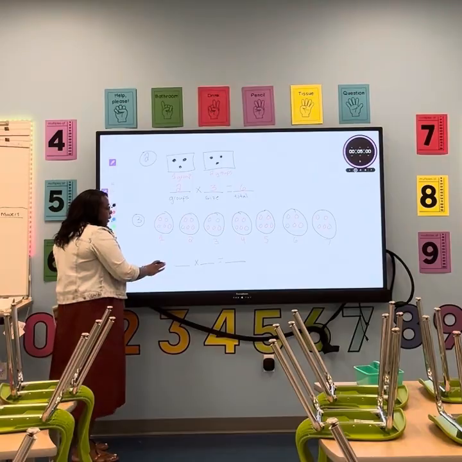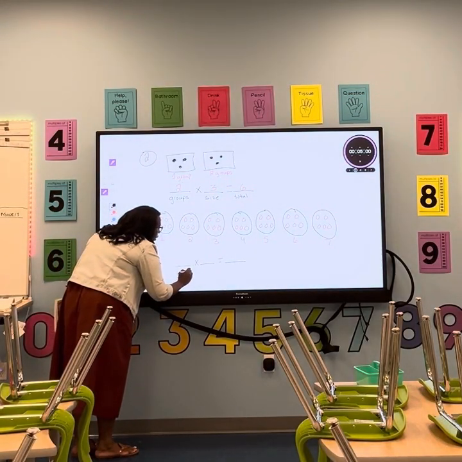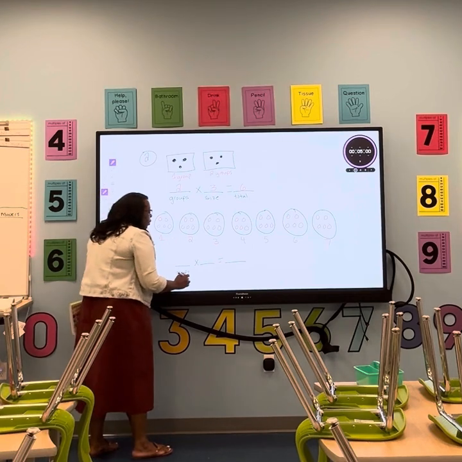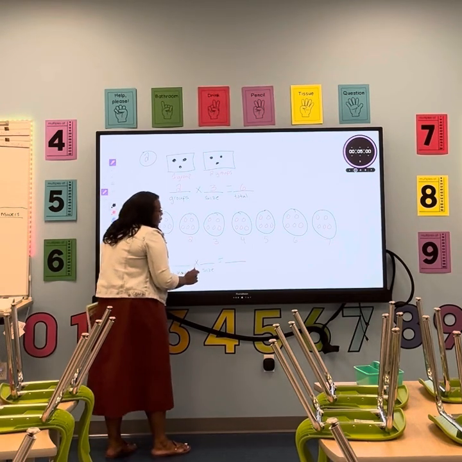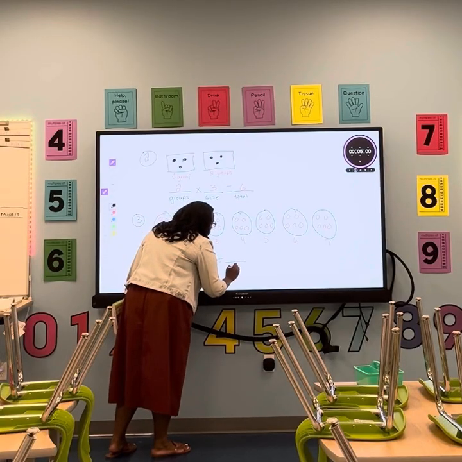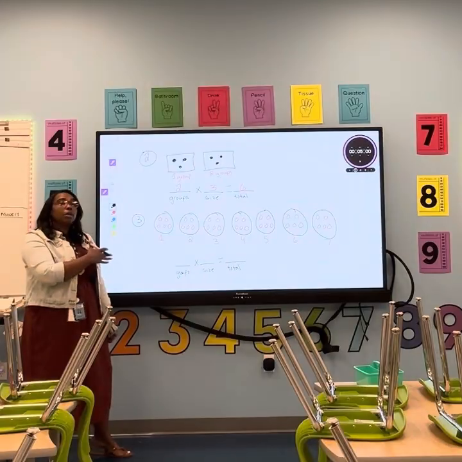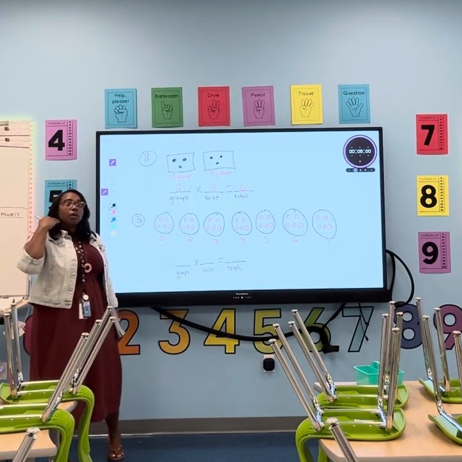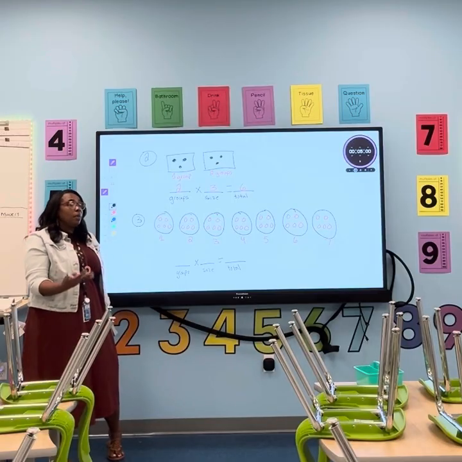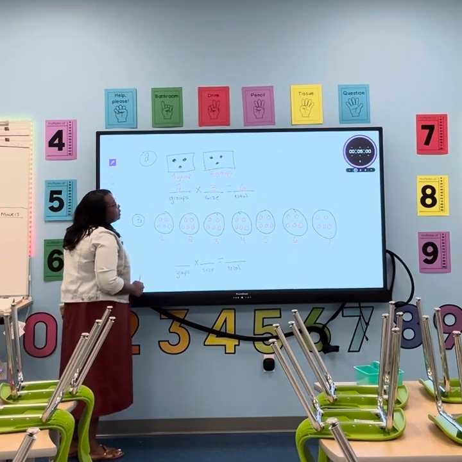Remember, the first blank will always be your groups, just like we did before. The second blank is going to be your size. And the last blank is going to be your total. So this is always going to be like this. So I'm going to go ahead and write it again just so I get in practice and I can remember what blank means what. So if my first blank is the groups, I'm going to see how many groups.